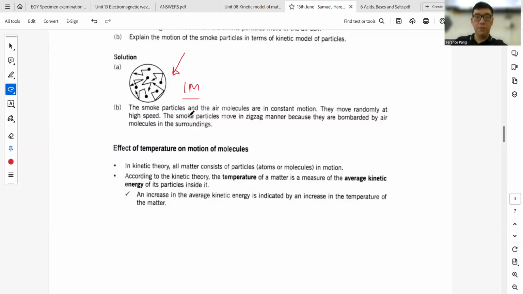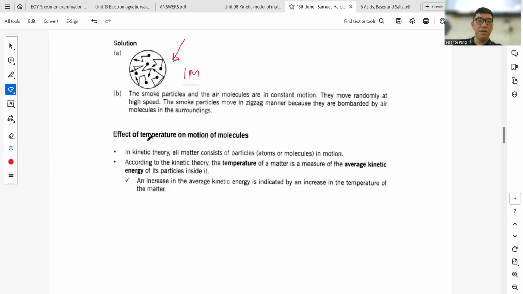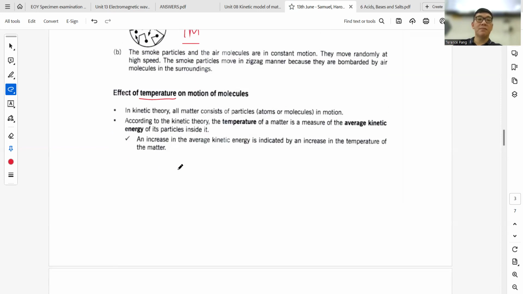Okay, so I want to talk a bit about temperature and kinetic particle theory. All right, so let's take a look at the screen. Samuel, put aside the marking for now.